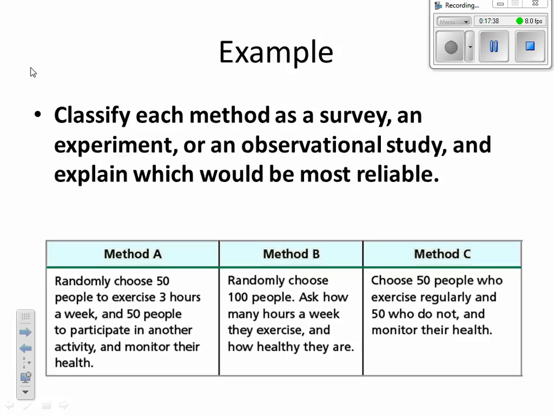And then method C, choose 50 people who exercise regularly and 50 who do not, and monitor their health. So you may notice 50 people who exercise regularly. Maybe you just stand outside a gym. Maybe for the 50 people who do not, I don't know, you might go to a library or somewhere where physical activity is not taking place. All you're doing is observing that these people live a particular way and monitoring their health. So all you're doing is an observational study. You're not manipulating anything. You're not changing anything.